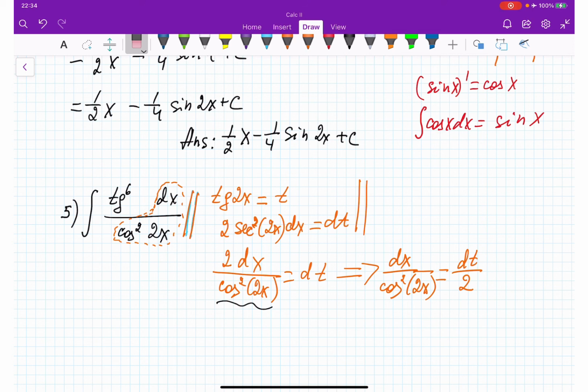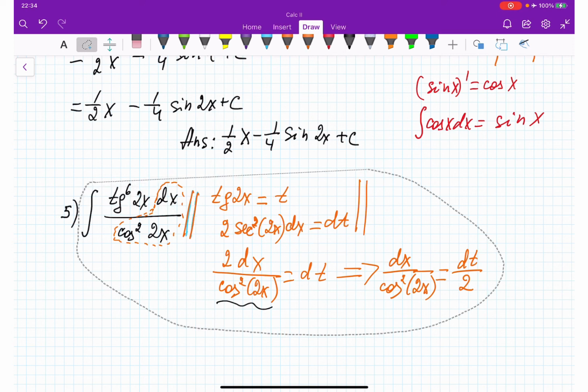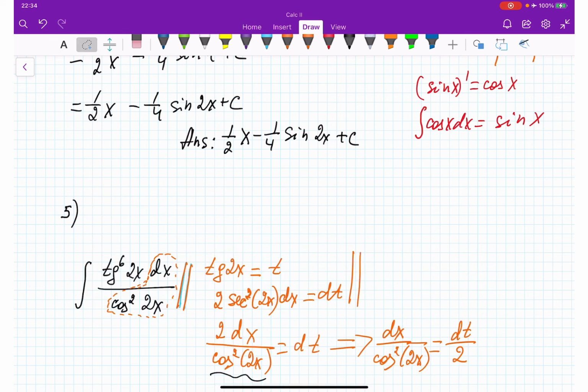Actually, I don't like that I'm writing on the original problem because I would like to keep it. So let's do it this way. I'll move this down. Okay. And here I'll just write down the integral of tangent degree 6. Oops. It has to be the numerator, so let me move up. 2x dx divided by cosine squared 2x equal. Okay, this is much better.